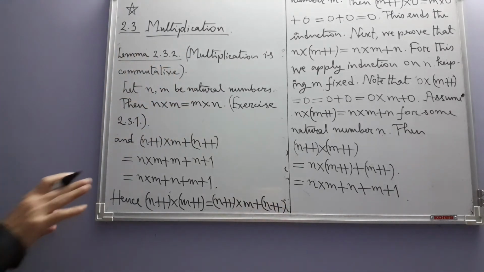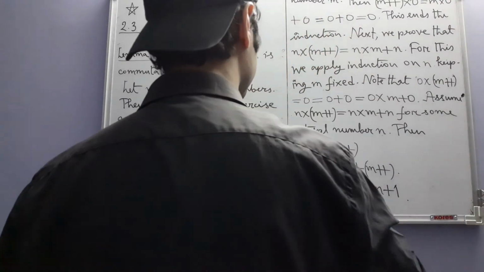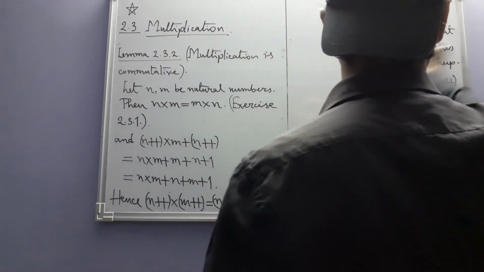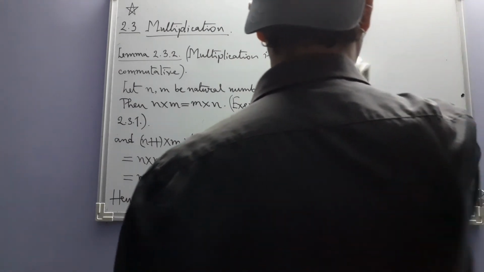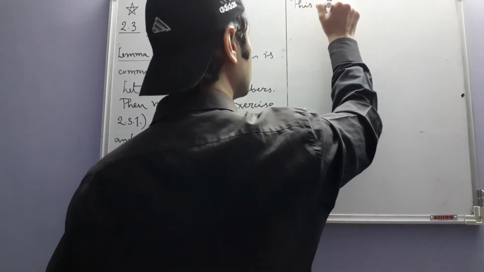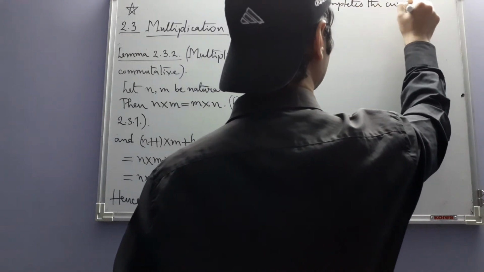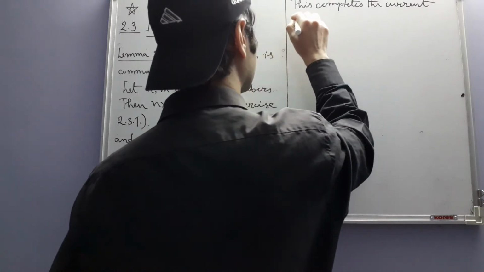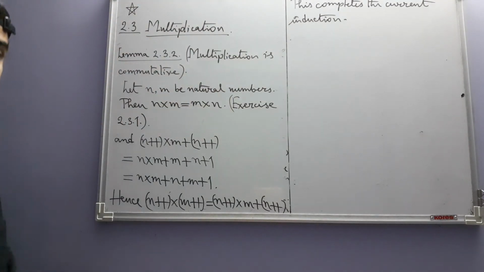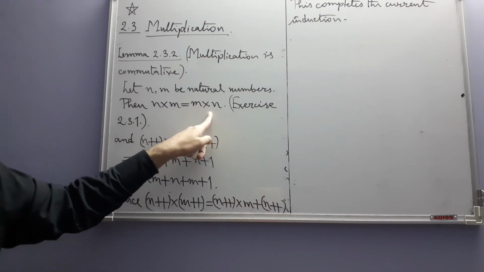So this completes our current induction, the second induction, and proves the second claim. Now we can prove what we are supposed to prove here, the commutative law.